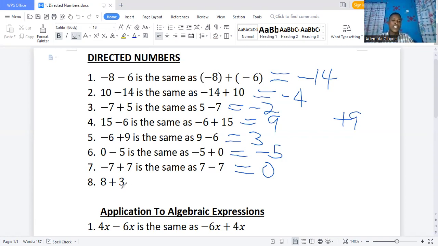So the last one here, we have 8 plus 3. I have 8, I also have 3. I'm not owing anything. So altogether, I have +11. So we write it as 11.